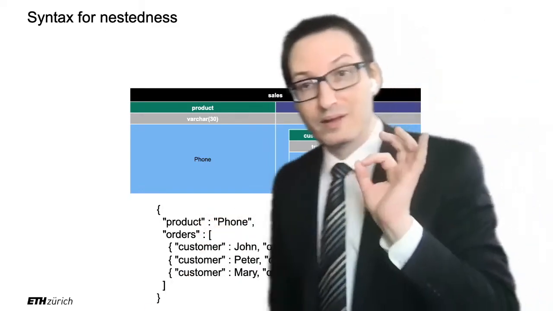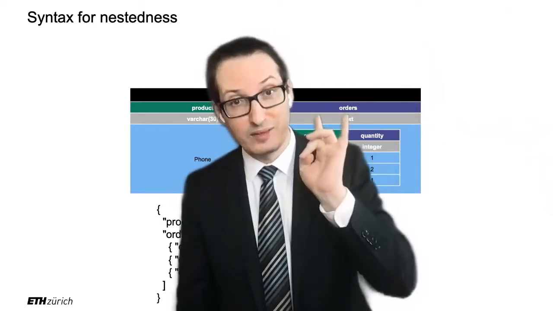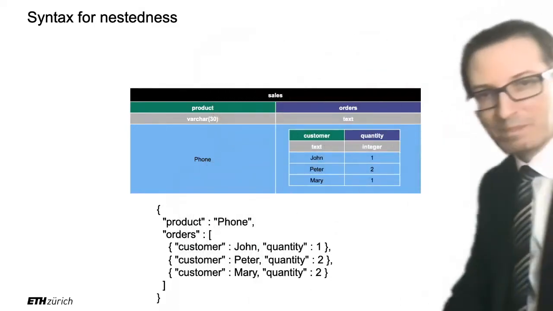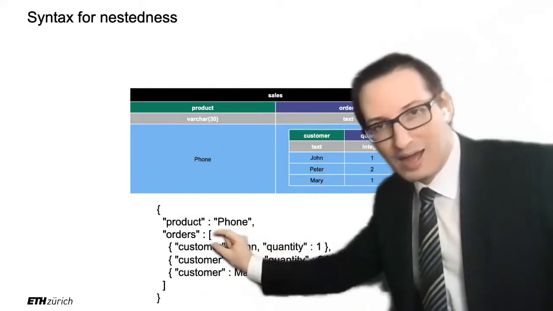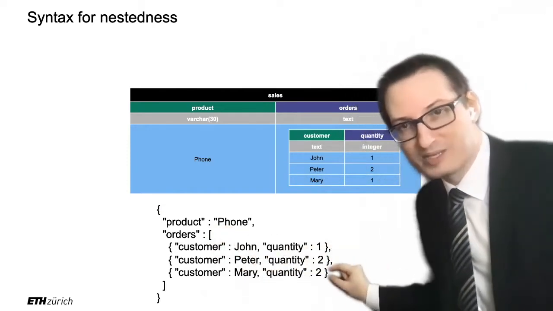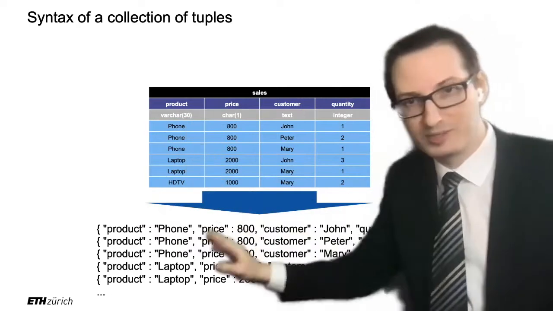There is one important piece, because that might sometimes bring confusion. It did not escape you, probably, that this nested table right there inside has these square brackets and the comma separation, but this outer table didn't.